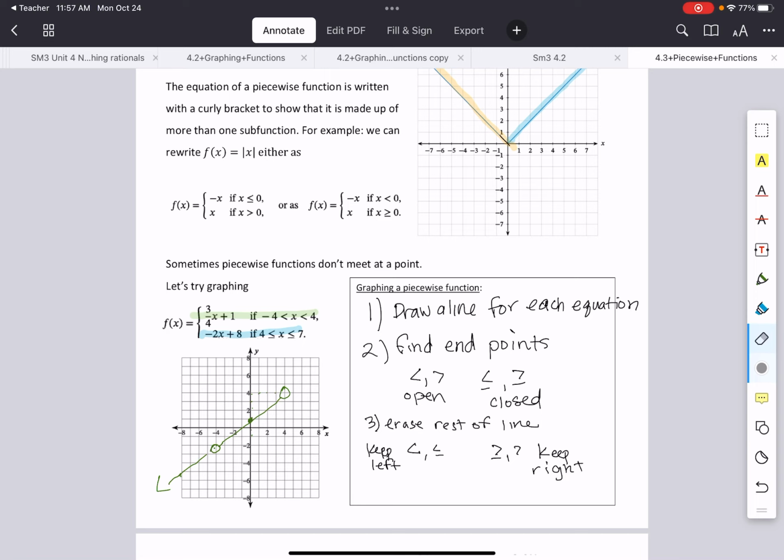Okay? Are we good on that step? Thumbs up if you're with me. Put your thumb up. And shake it. Shake it, shake it.